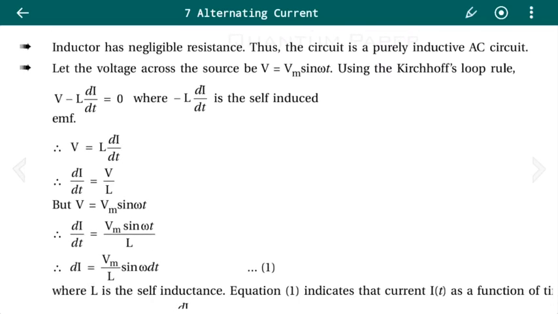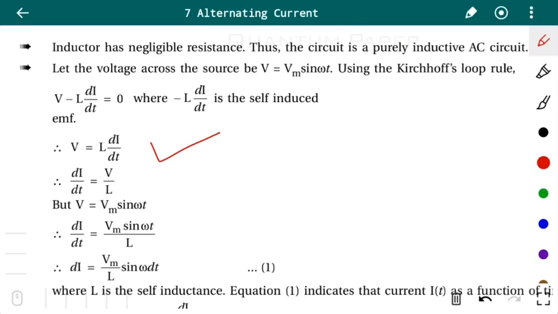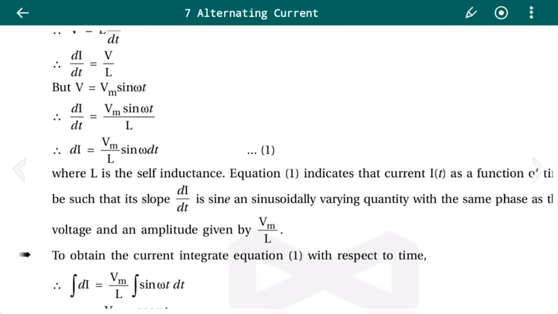Taking that on the other side, we can write V equals L di by dt, and di by dt equals V by L, taking di by dt as the subject. Now substituting the formula of V, that is V equals Vm sin omega t, the equation becomes di by dt equals Vm sin omega t upon L. Now taking dt on this side, we get di equals Vm upon L sin omega t dt.